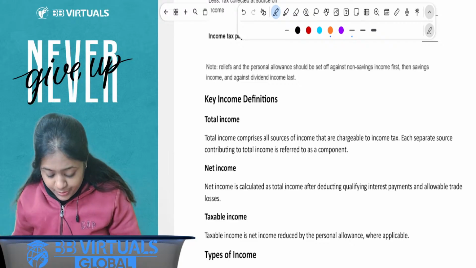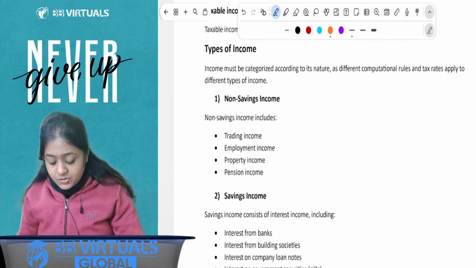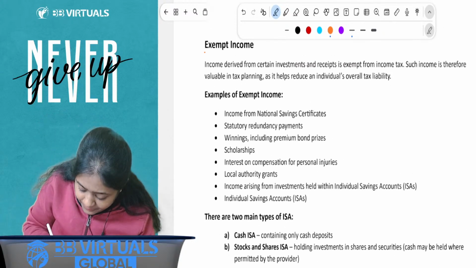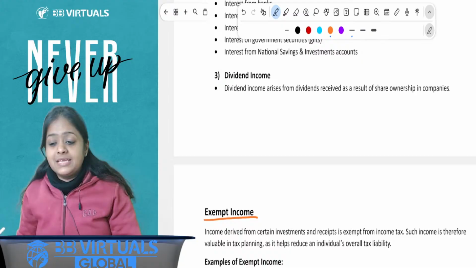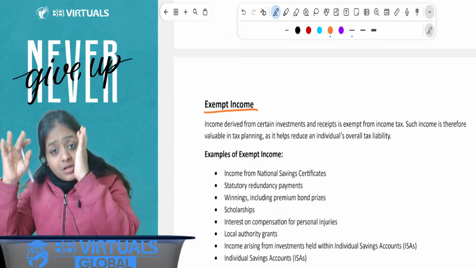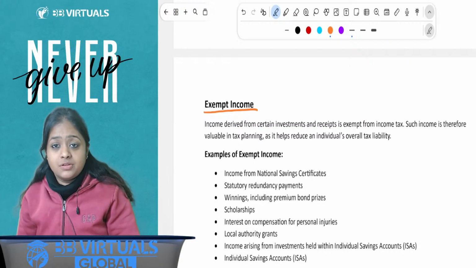Okay, now let's go further. So we have discussed these terms. Now, one thing that I want to discuss is exempt income. Comes the point, ma'am, what is exempt income? Exempt income means that income that will not come into computation of tax only. That will be out of the computation of tax.